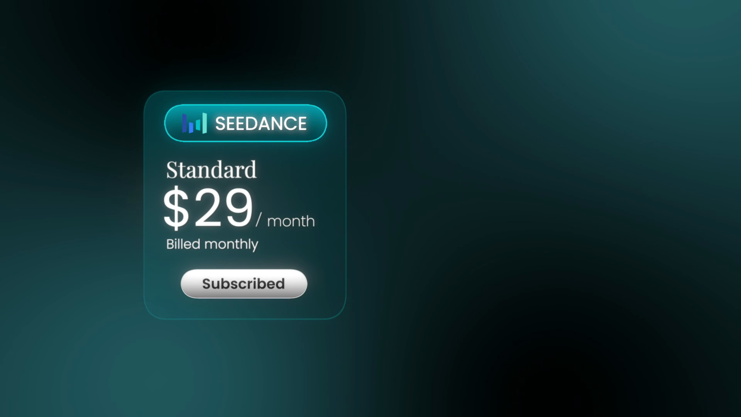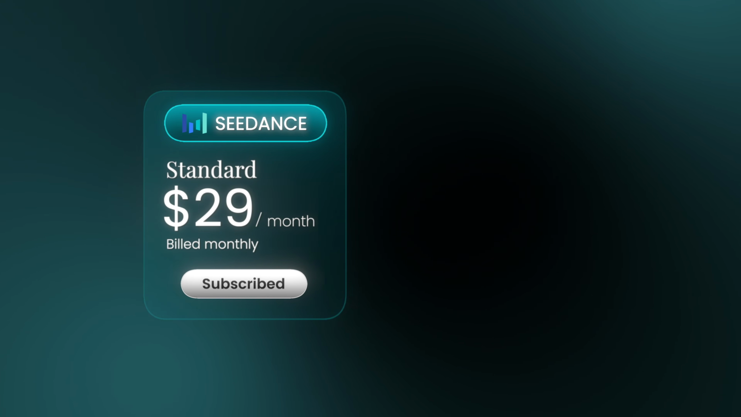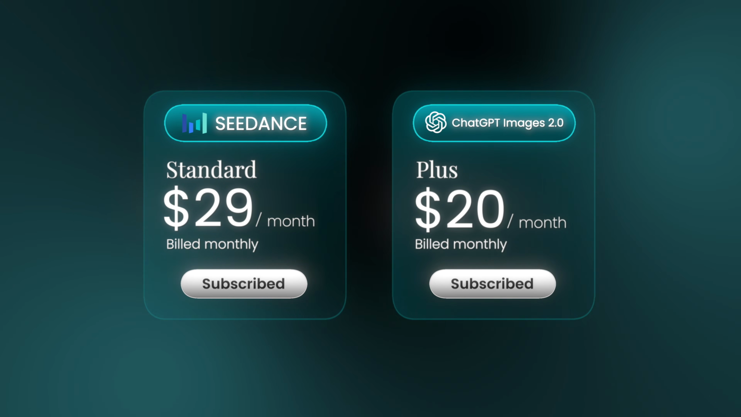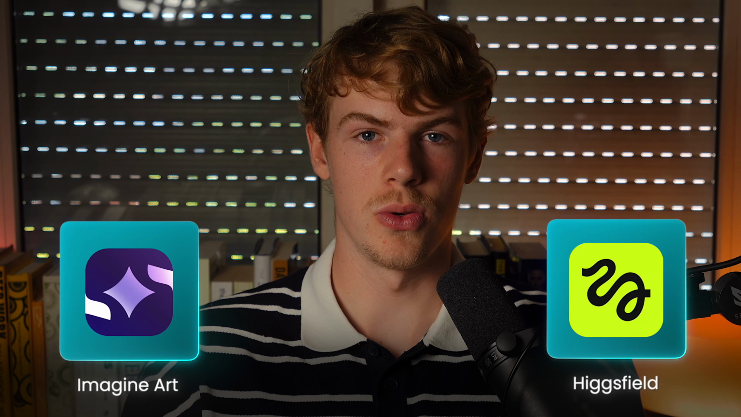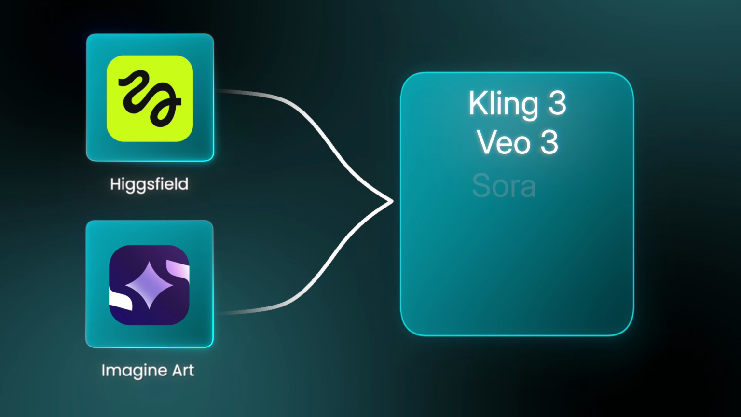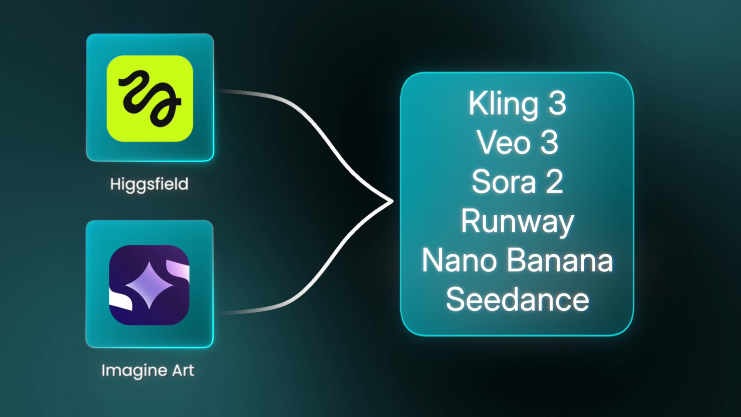Maybe you subscribe to Seedance, but then you also need an image generator, so you subscribe to GPT Image 2. Then a new model drops that is even better. That is why platforms like ImagineArt and HiggsField are so useful. They bring a range of models together under one subscription, then add their own tools and workflows on top. So instead of jumping between a bunch of different AI websites, you can create everything in one place.